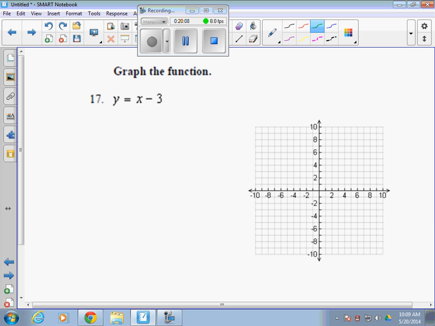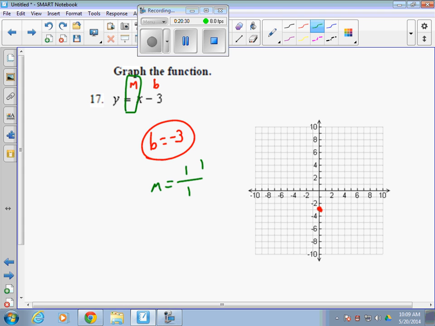Number 17 says graph the function. Again, it's in nice, neat y equals mx plus b form. Your b value is -3. That means the y-intercept tells you to begin at -3. Your m value is what multiplies by x. It's 1. It's not shown. Your m value is 1. It's always a fraction, so it's over 1.